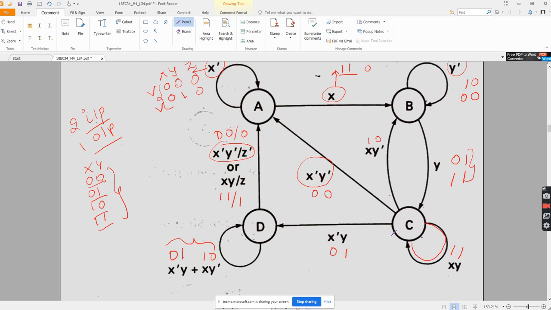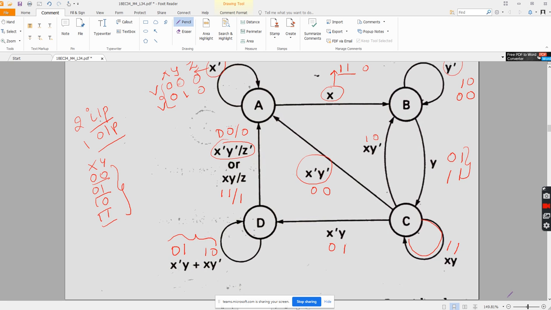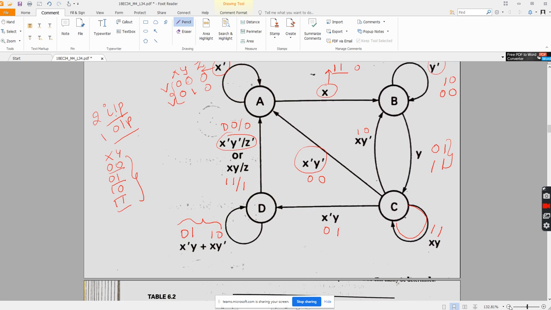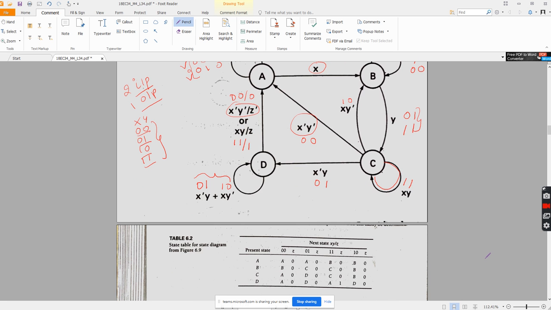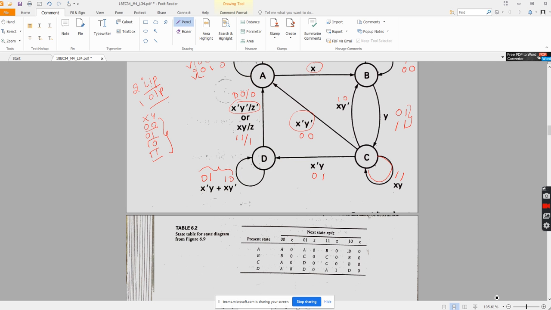Now I'll let you know how to construct a state table. First thing is to construct a state table. How to construct a state table? Is the diagram visible below? Is this table visible? So this is the table we are discussing now. The first column is the present state, and this one is the next state.